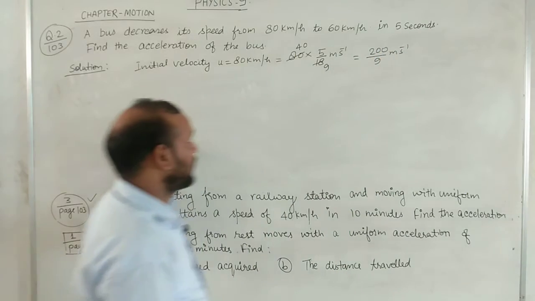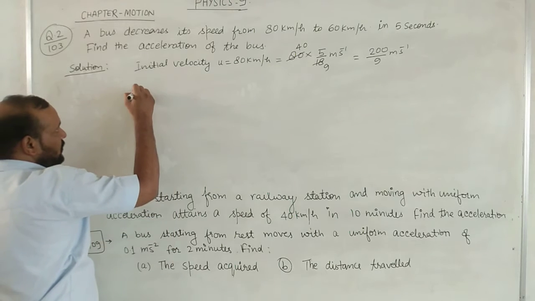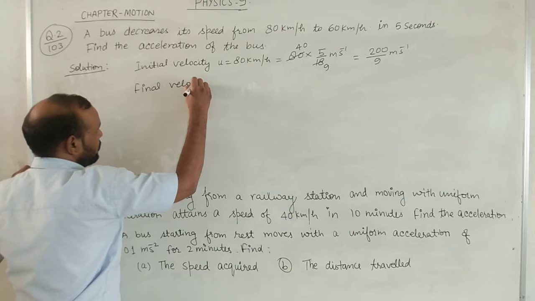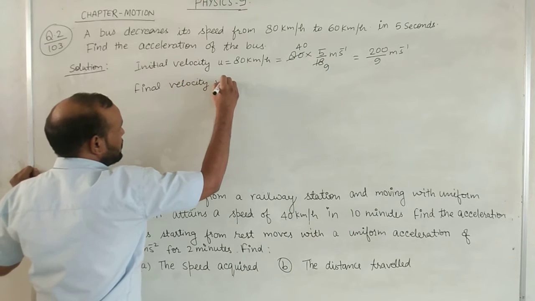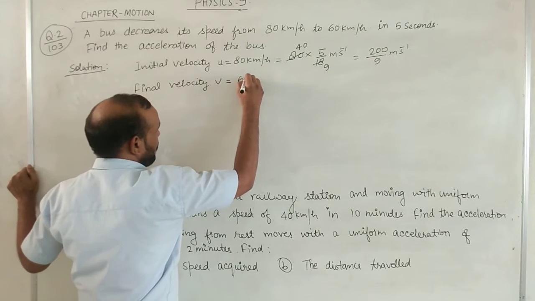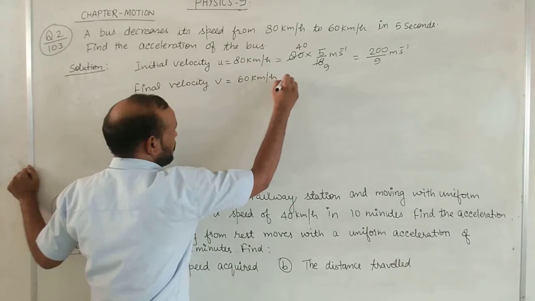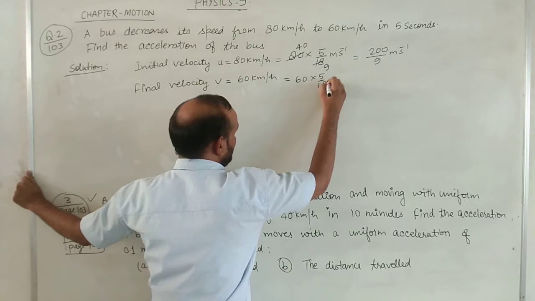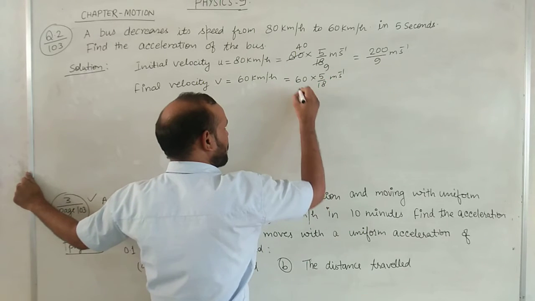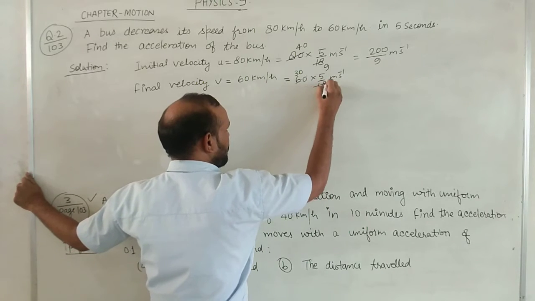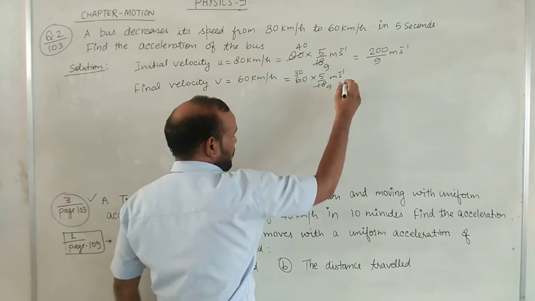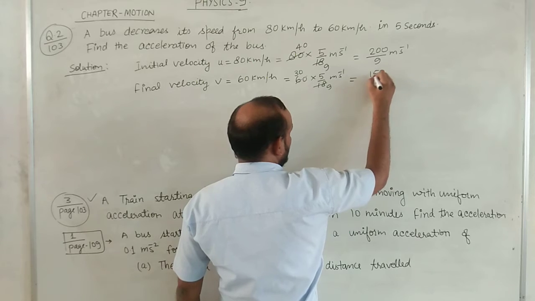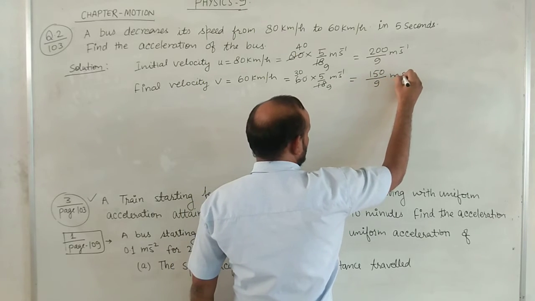Okay student, and what does the final velocity change to? What will the final velocity be? V is equal to 60 km per hour. This is 60 into 5 upon 18 meter per second. Divide by 2, so 30 and 9; we keep the denominator the same. So 5 times 30 is 150 upon 9 meter per second.